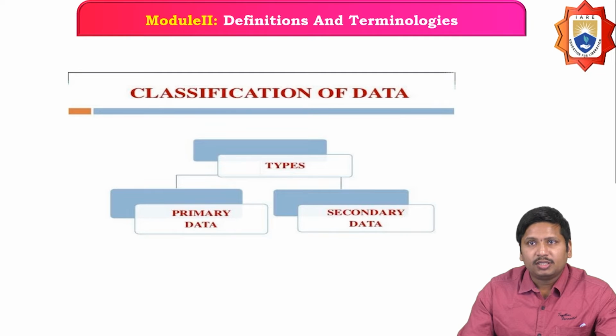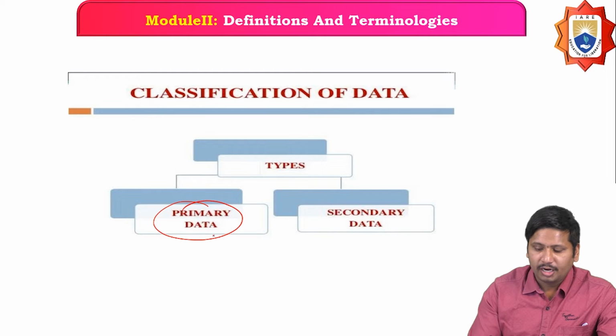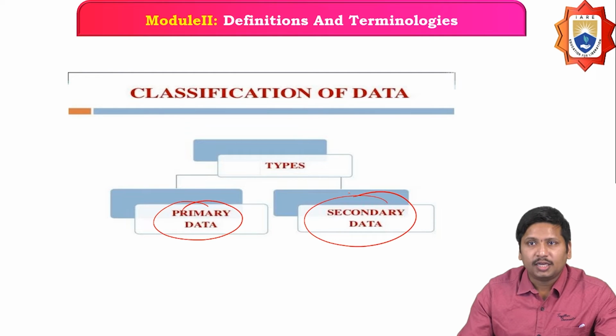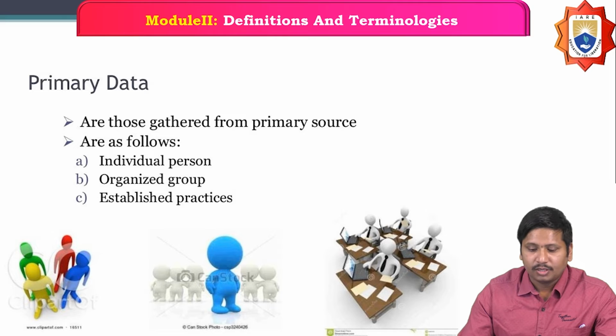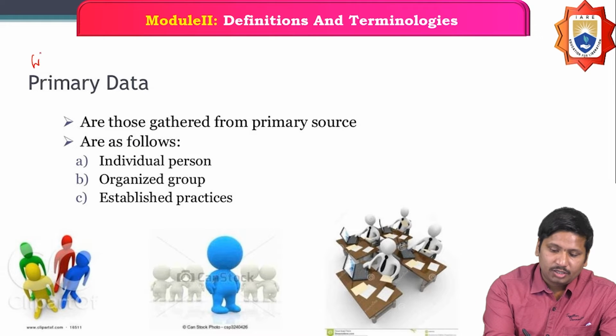And the next thing is, what are the various types of data or classification of data? That is another question that may come. Here the data is classified into two types. The first one is primary data, and the second one is secondary data. So what is primary data is the question.